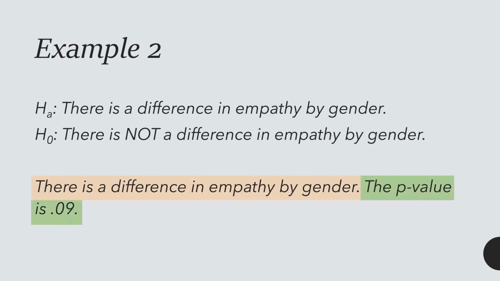So here we're going to fail to reject the null hypothesis. But we just said that there's a difference in empathy by gender, so we should reject it. So we're making the wrong decision. That is a type 2 error. That is a false negative. We are going to fail to reject in this situation, but we missed it.